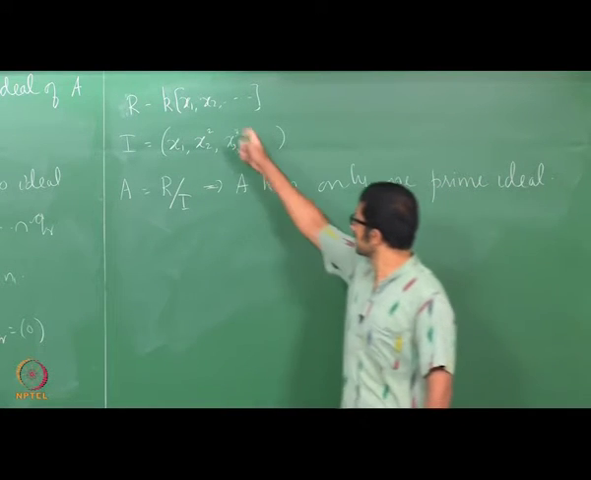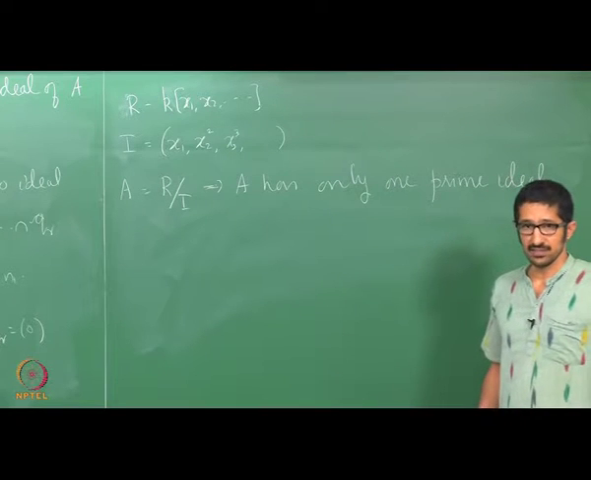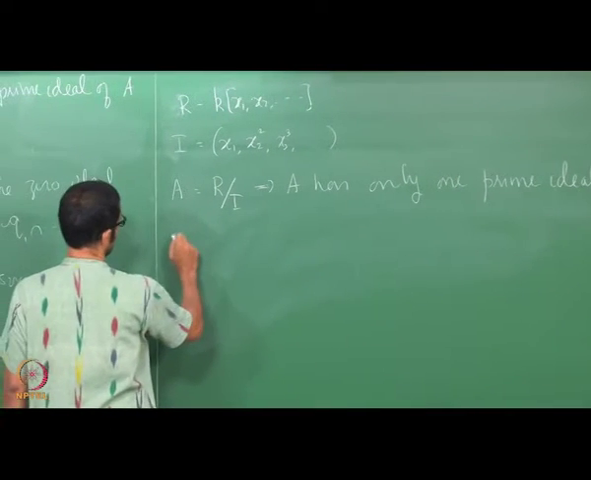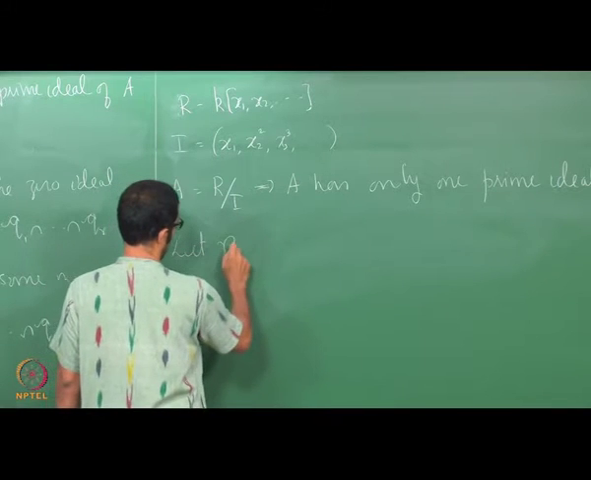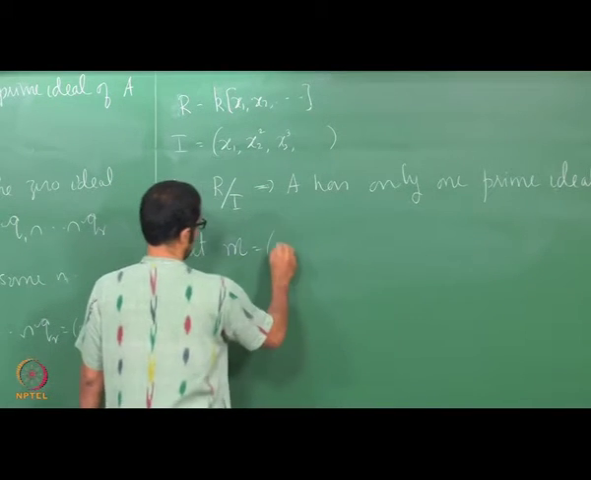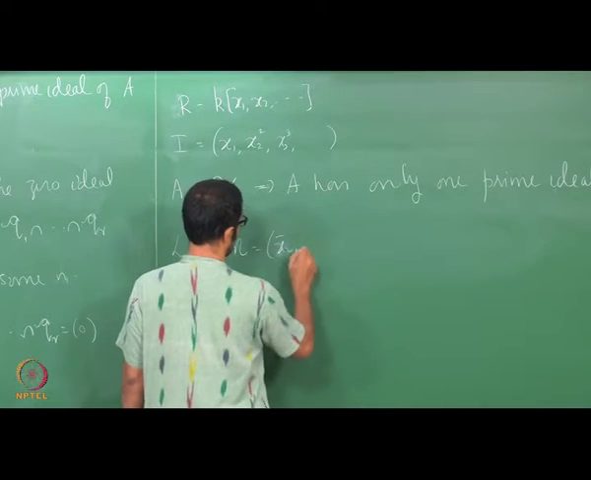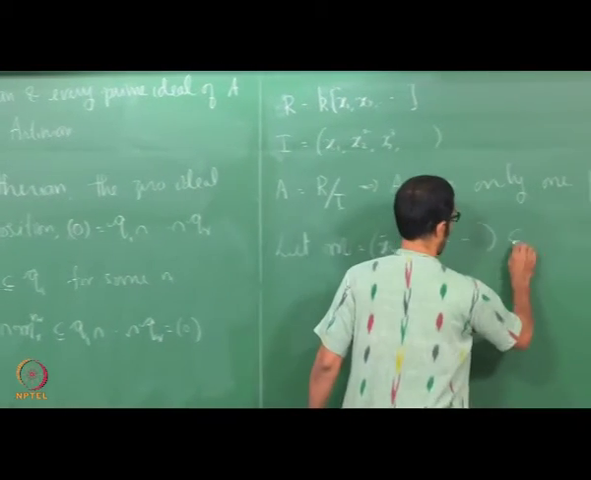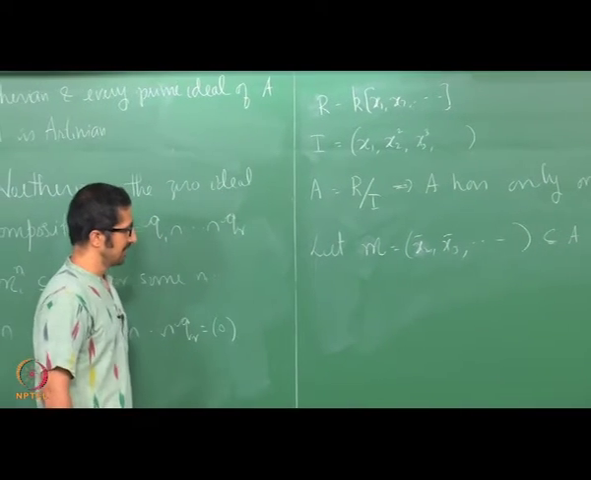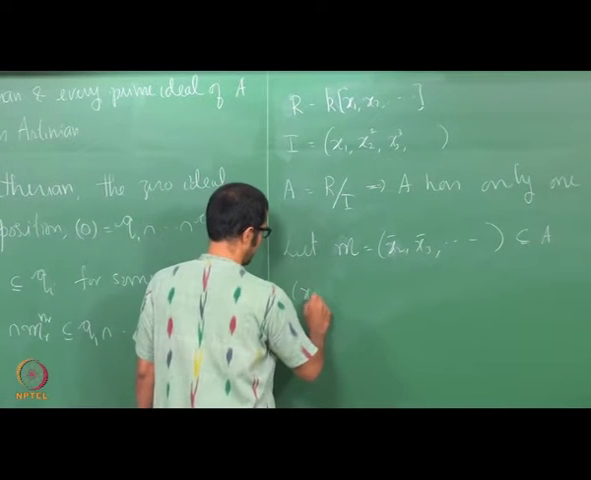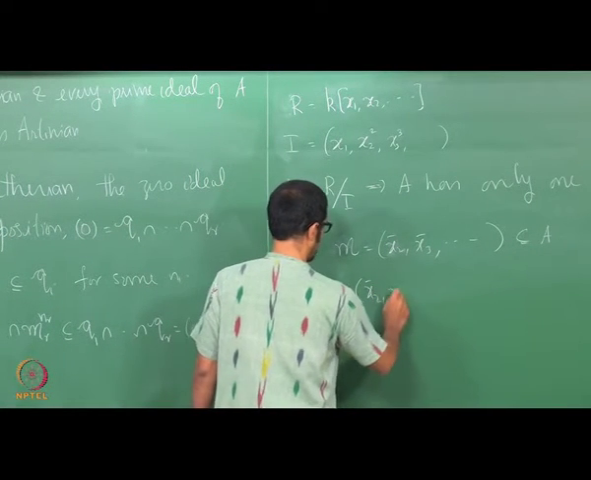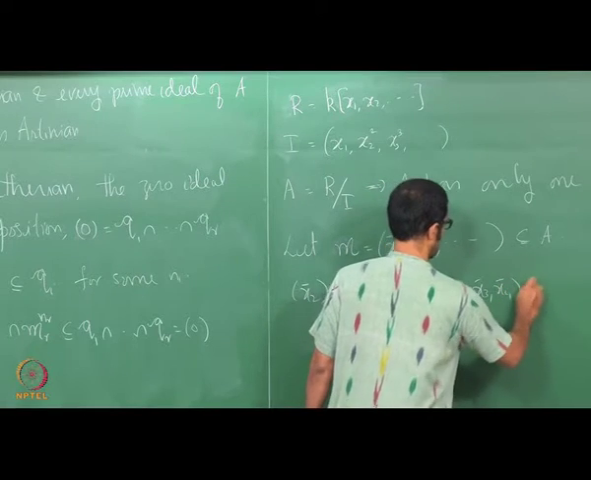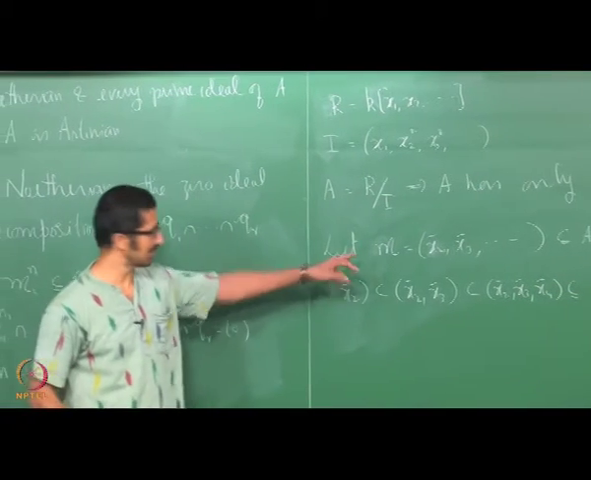Now this ring is neither Noetherian nor Artinian, right? If you look at the ideal generated by, so let M be the ideal generated by all the variables in A, where x1 bar is 0, then there is an infinite chain: (x2 bar) contained in (x2 bar, x3 bar) contained in (x2 bar, x3 bar, x4 bar) and so on. This is a chain here.